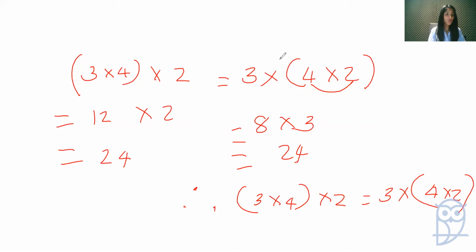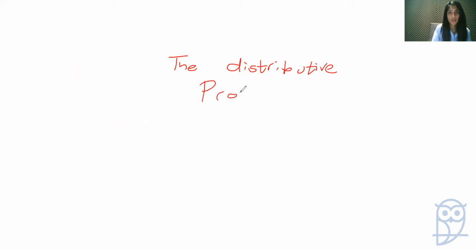So that was the commutative and associative properties. We see that if we're using multiplication or addition, the order in which it is sitting or occurring does not matter. The solution will still come out the same. Now we go on to another one called the distributive property.